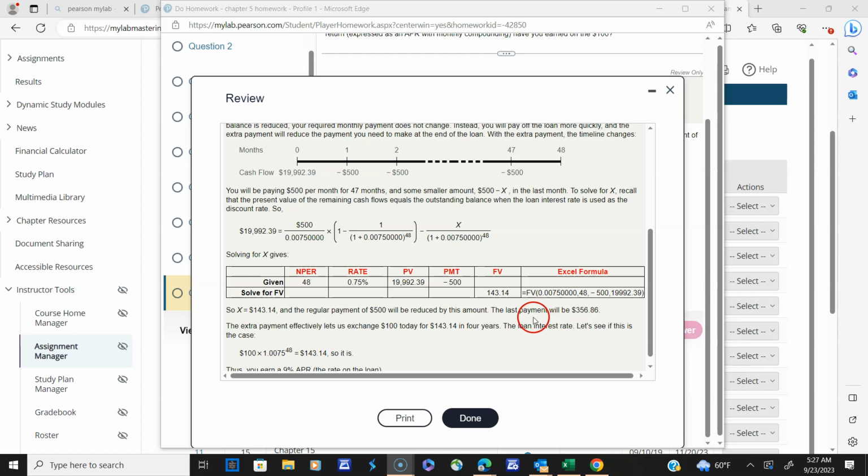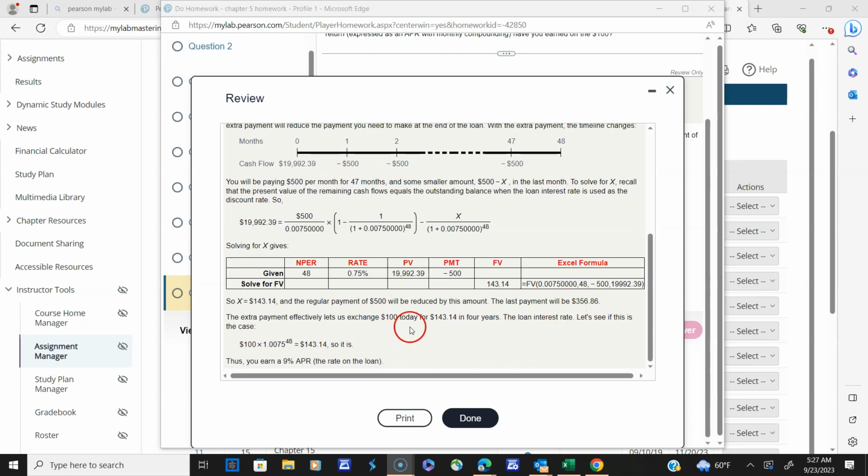So you'll notice by making that extra $100 payment up front, I reduced this last payment to $356.86. I didn't save a lot of money because I paid $100 up front, and basically I saved about $43 and change, really. All right, because I paid that extra $100 up front anyway. So you can see the extra payment exchanged 100 today for 143 in 4 years.